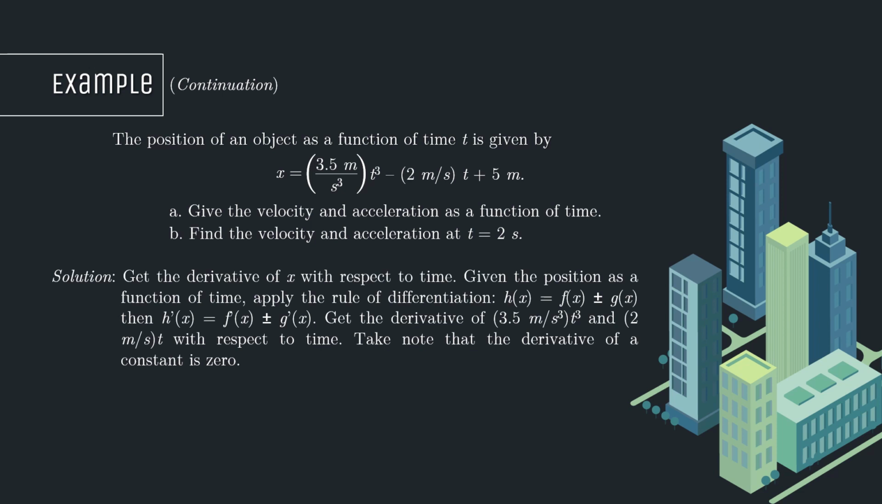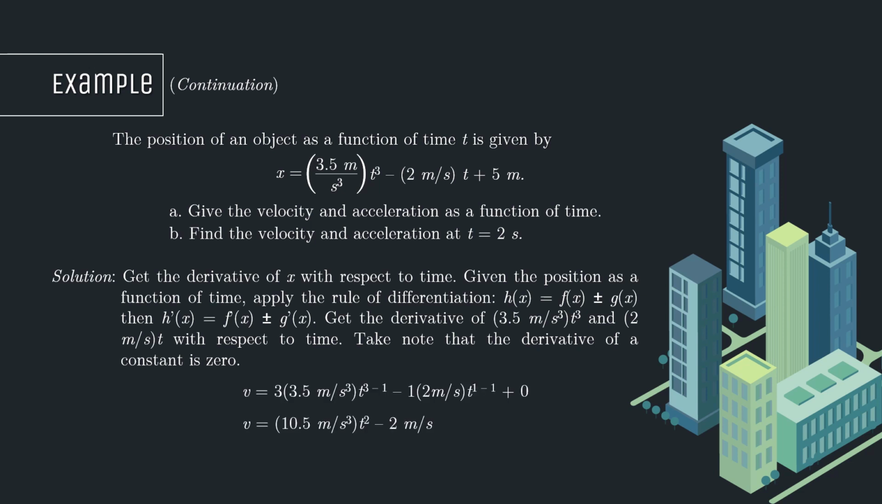Get the derivative of x with respect to time. Given the position as a function of time, apply the rule of differentiation. h of x is equal to f of x plus or minus g of x. Then h prime of x is equal to f prime of x plus or minus g prime of x. Get the derivative of 3 and 5/10 meters per second cubed times t cubed and 2 meters per second times t with respect to time. Take note that the derivative of a constant is 0.